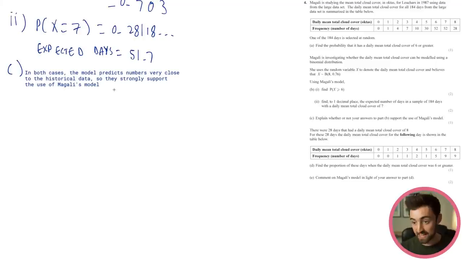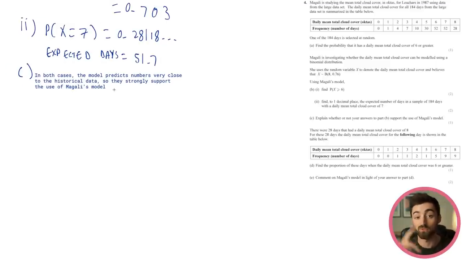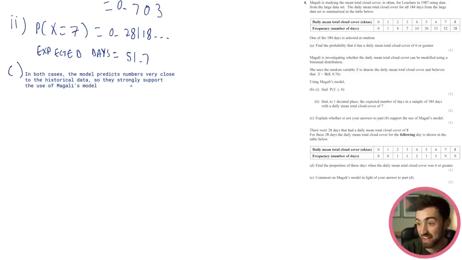There were 28 days that had a daily mean total cloud cover of 8. For these 28 days, the daily mean total cloud cover for the following day is shown in the table below. So similar looking table, but remember this is for the days after there was 8 octaves the day before. So find the proportion of these days when the daily mean total cloud cover was 6 or greater. This is exactly what we did in part A, essentially, but just for a new table. Pretty nice, isn't it? So again, just go from 6 upwards.